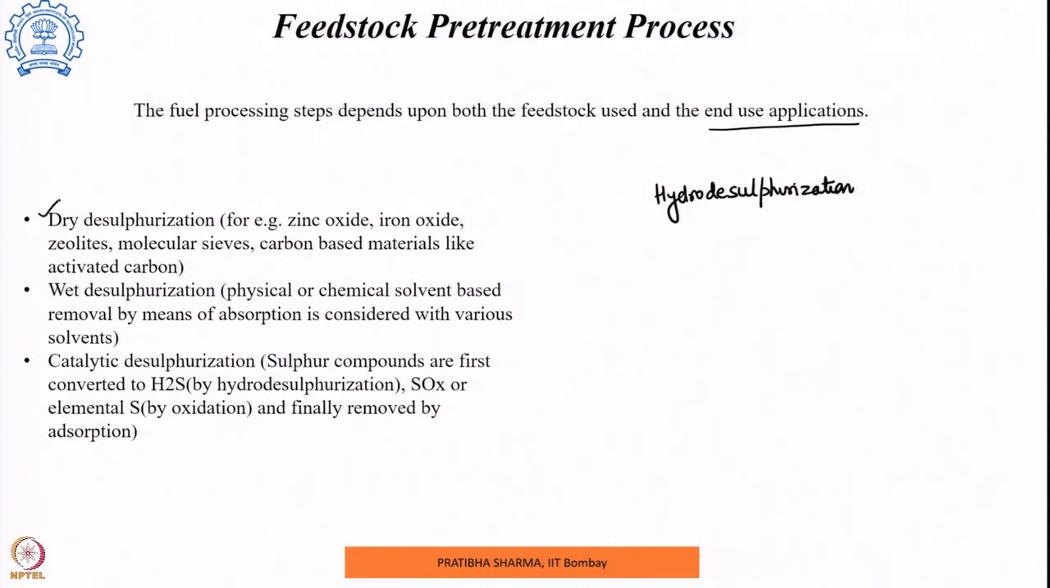it can be either a dry desulfurization, wherein the sulfur containing impurities are adsorbed onto solid sorbents. Now, these sorbents could be either zinc oxide, iron oxide, zeolites, molecular sieves, or carbon containing materials like activated carbon. These can also be removed by means of wet desulfurization, either physically or chemically, using solvents, and the impurities get absorbed into the solvent. It can also be done using the catalytic desulfurization method, and this is the primary method for sulfur removal in case of methane.